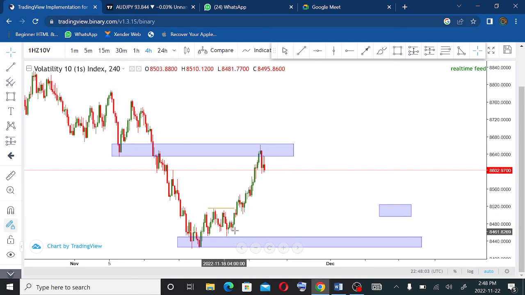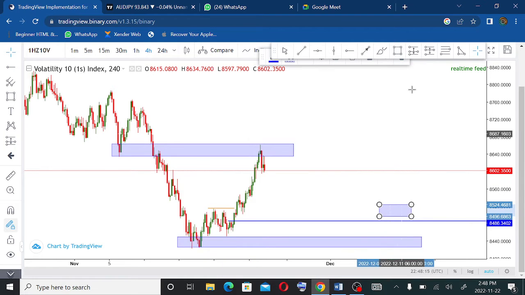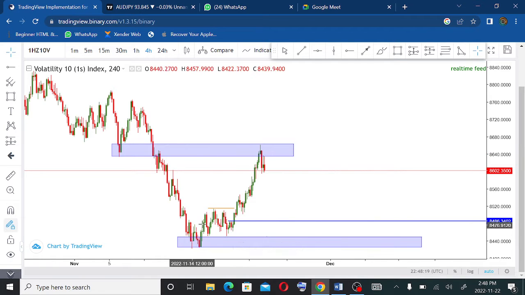So based on this information, I'll be expecting market to buy off from this area, but I won't rush the market. That's what I expect. That is what I expect. I'm expecting market to buy off from this internal mitigation.